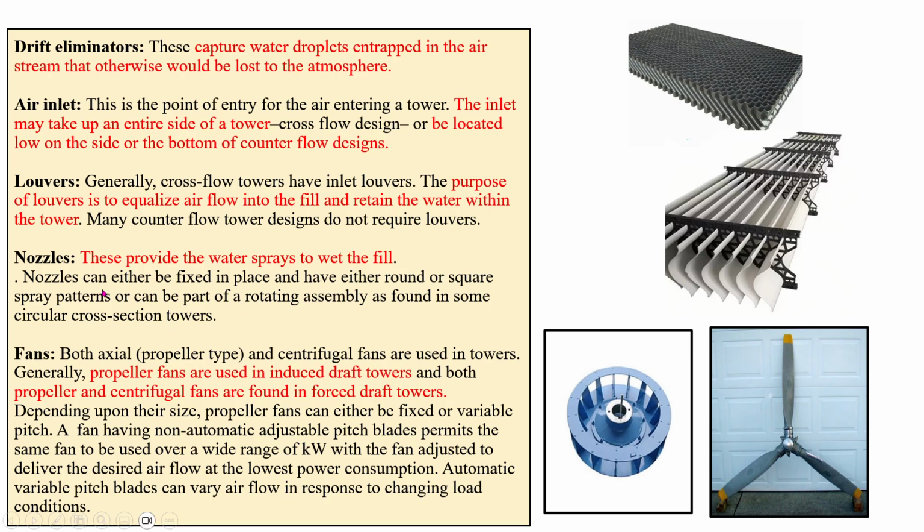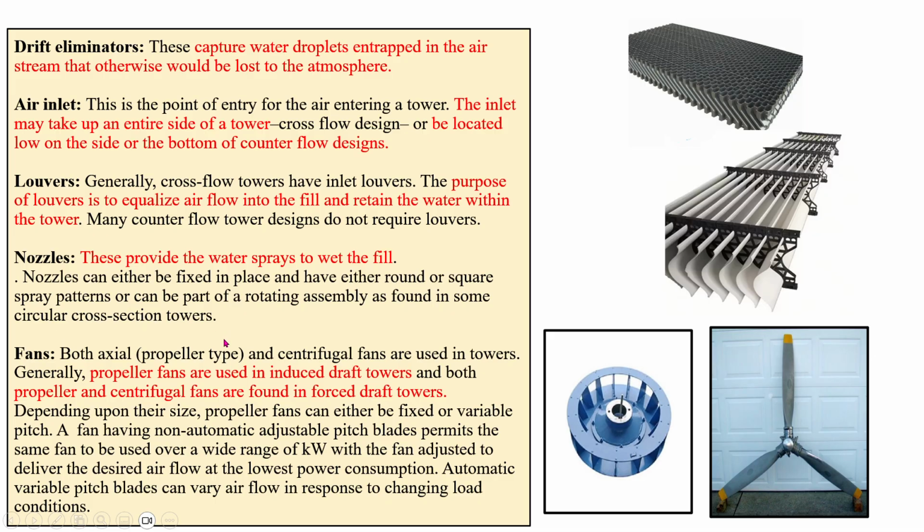You see the nozzle, they provide the water spray to wet the film. They will provide the water to flow through this nozzle, and wet the fill to make the fill wetted. Nozzles can either be fixed in place and have either round or square spray patterns, or can be a part of the rotating assembly as found in some circular cross-section towers.